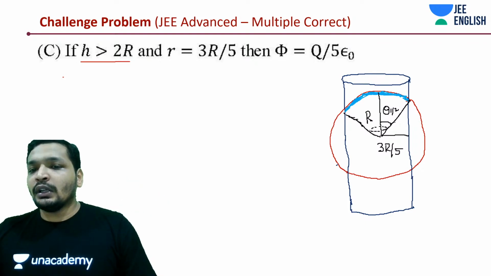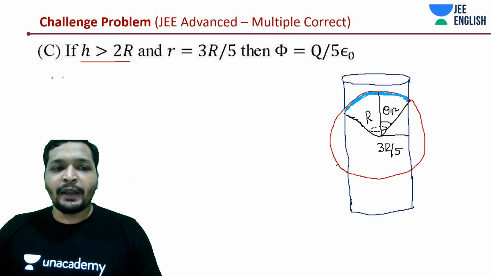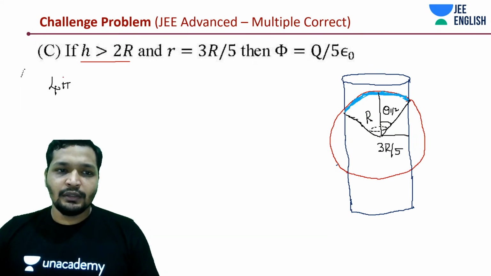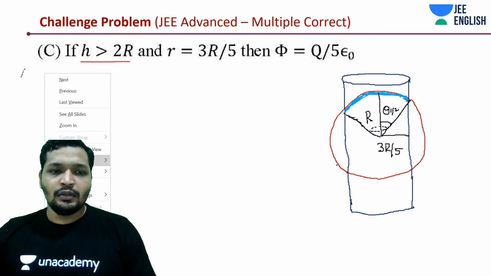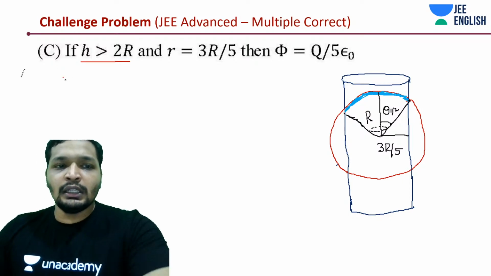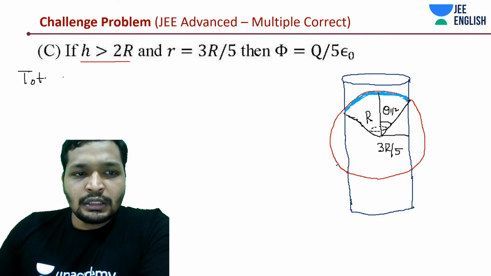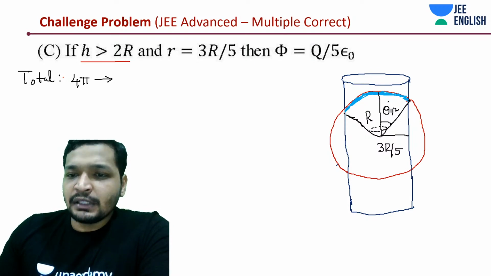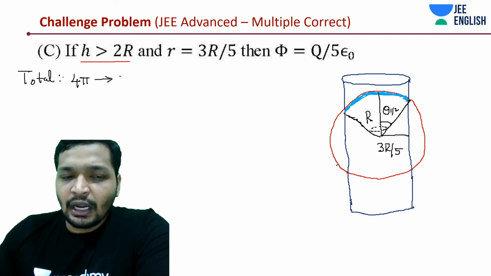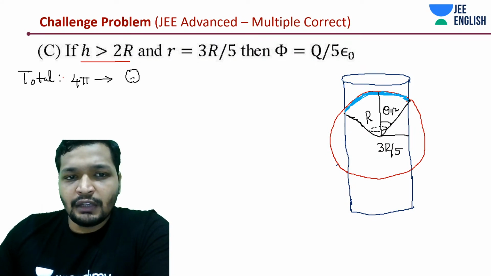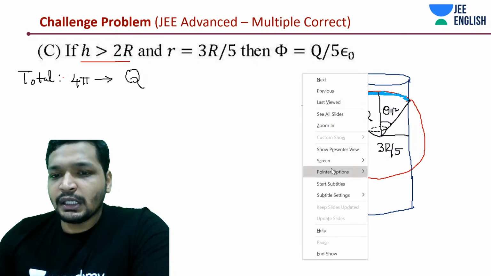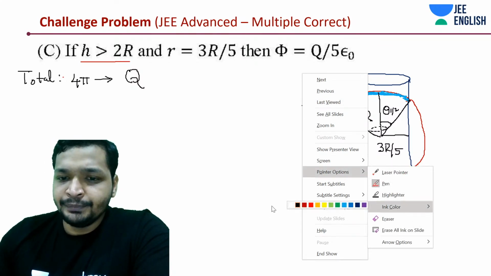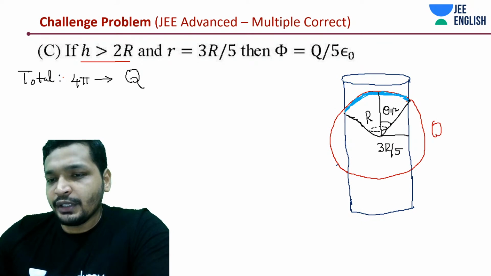This part of the sphere which is being contained inside basically holds some amount of charge. So what is the total solid angle of the sphere? 4 pi total. Let me do it this way: total is 4 pi solid angle. For 4 pi solid angle, which is basically the whole surface, how much charge would it contain? Q charge given to you. Basically this sphere has Q charge on it.